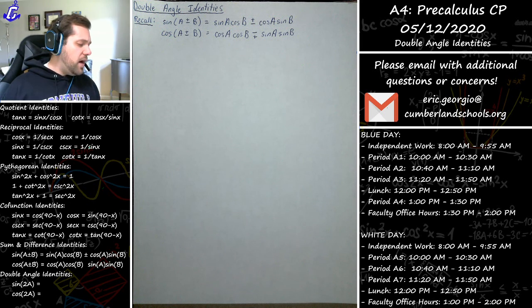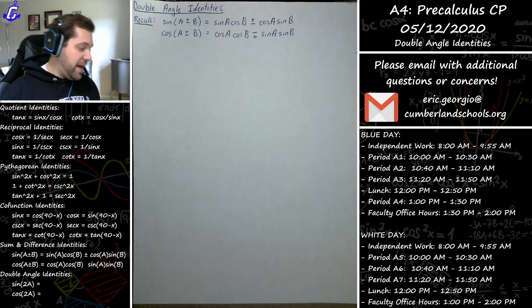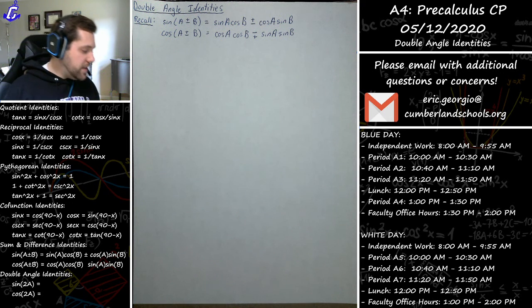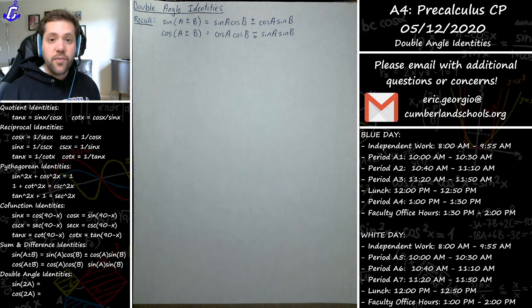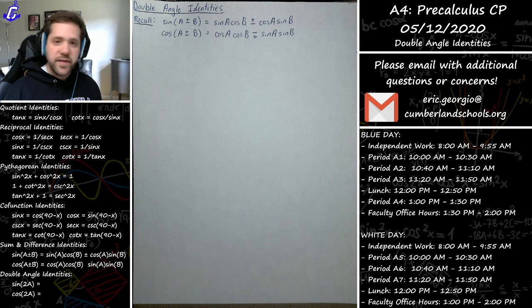Today, this is one of the last groups of identities that we're really going to start taking a look at. It's the double angle identities, and it really is an extension of the sum and difference identities that we just talked about. It's essentially taking this and going one step beyond. I'm going to show you what the double angle identities are, and I'm also going to run you through a couple examples that involve them.